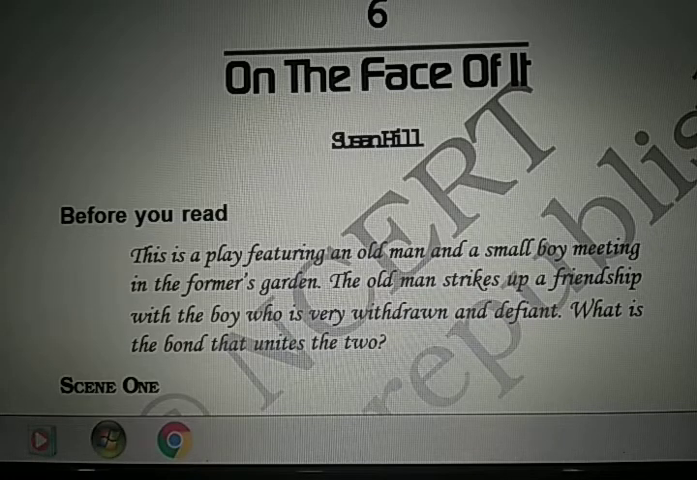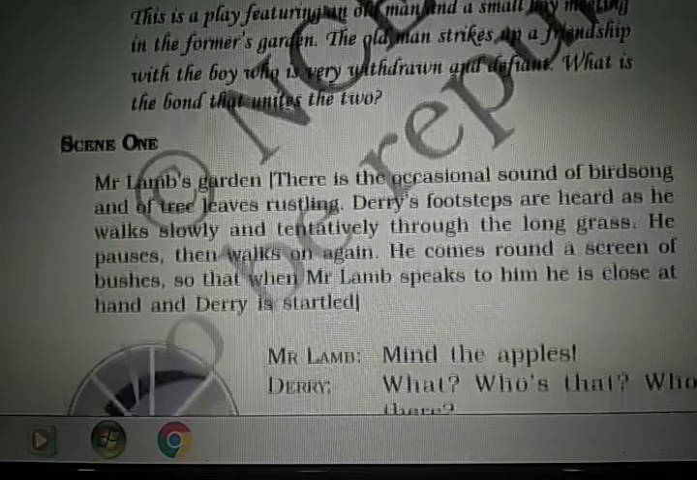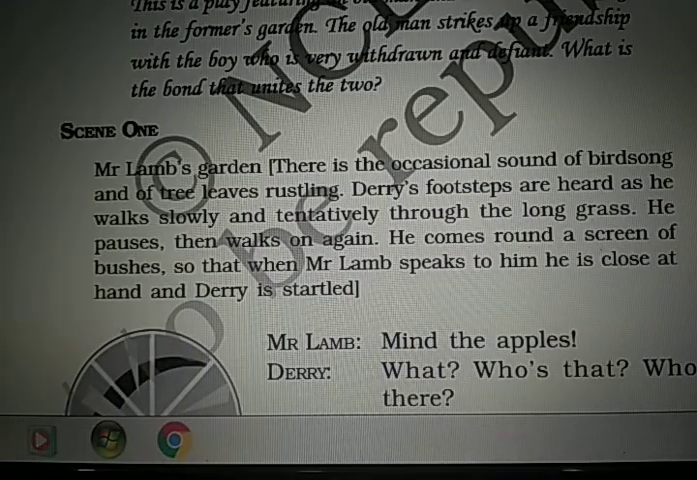Okay, so how does the story go? Let's see, scene 1. The setting has been given, scene 1. You will see there are dialogues only in this story, and they have been written very beautifully by Suzanne Hill. Mr. Lamb's garden. The setting is Mr. Lamb's garden, and there is occasional sound of bird song, and of tree leaves rustling. In the garden, one can listen to the songs of the birds and the rustling of the tree leaves. Rustling is a soft, crackling sound similar to the movement of dry leaves.